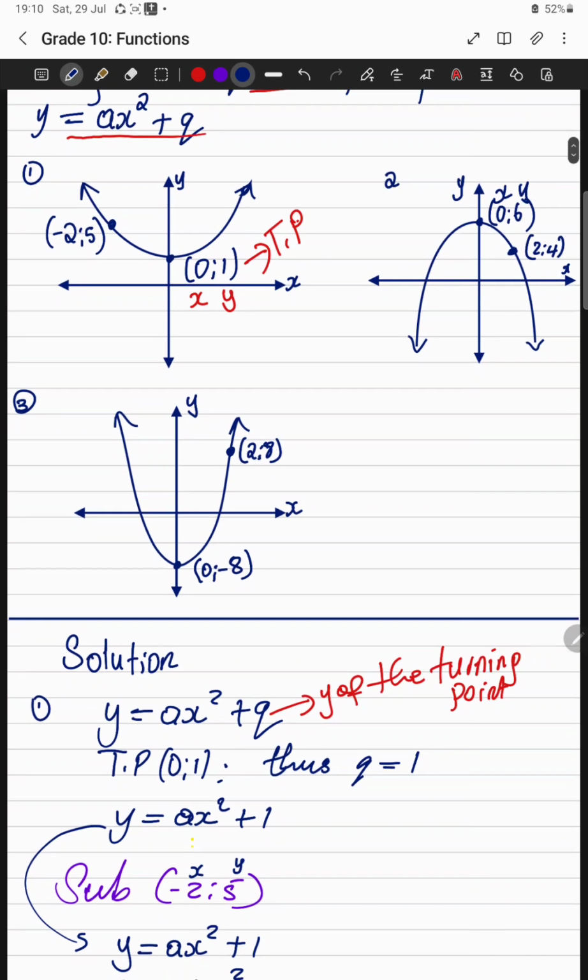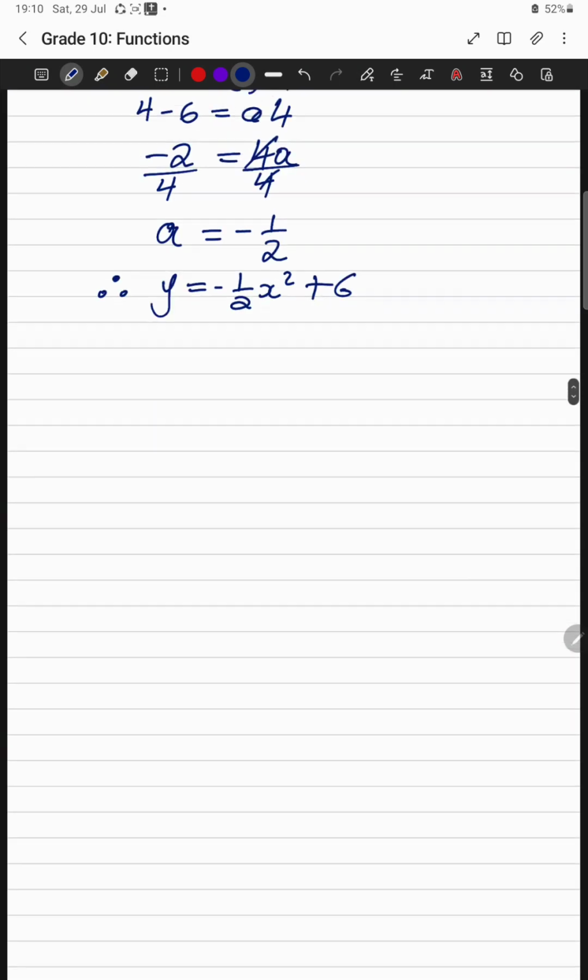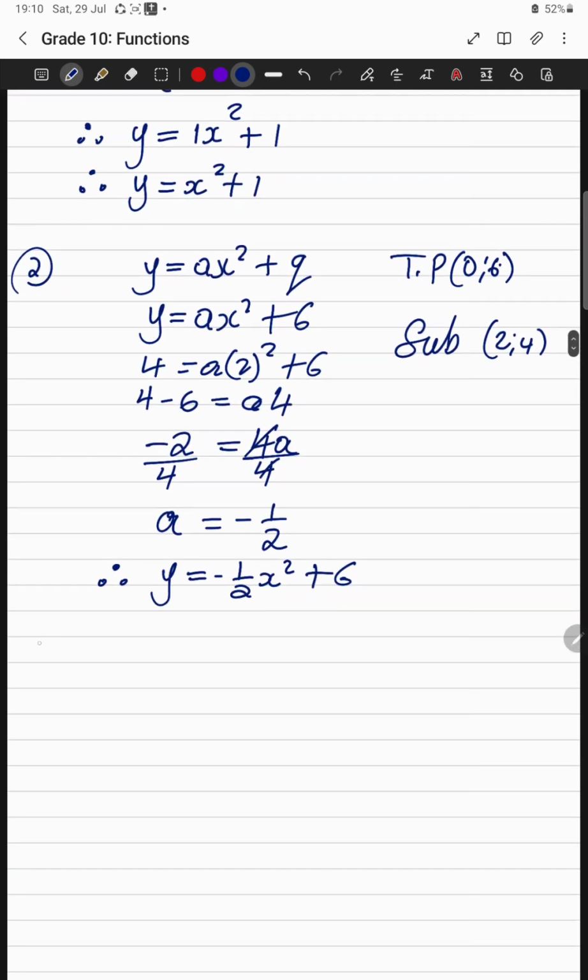Now let's look at the third one. Again, guys, this is the turning point. In the turning point, that 8 is the value of q as it is. After that, you just use the point on the graph. All right, I hope now, guys, you understand. And then now let's go to number 3.